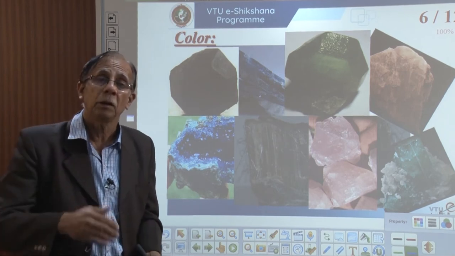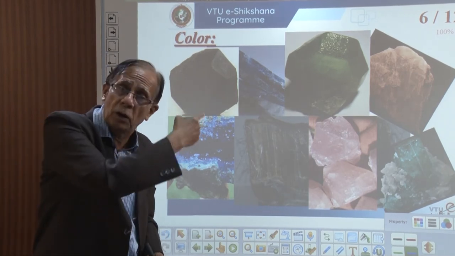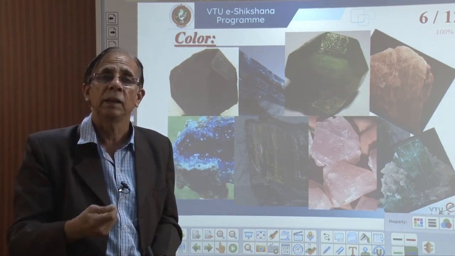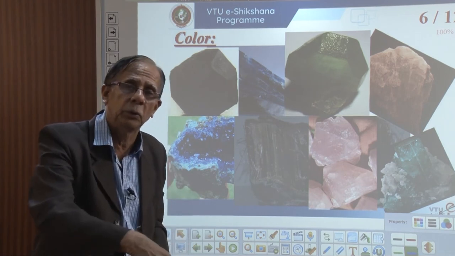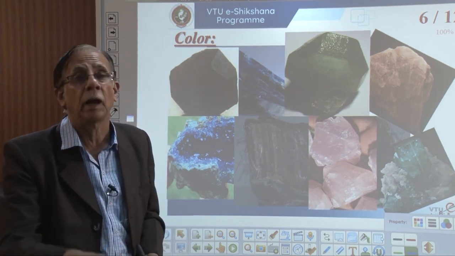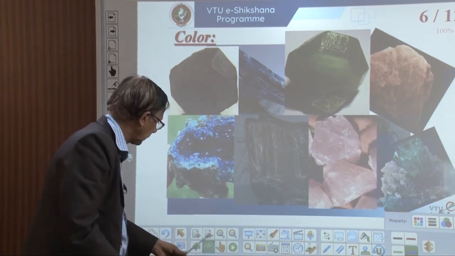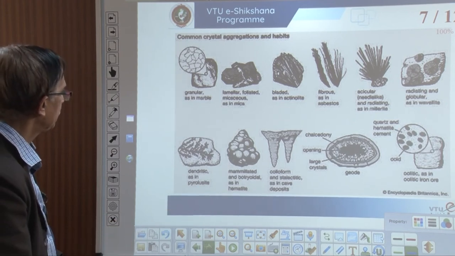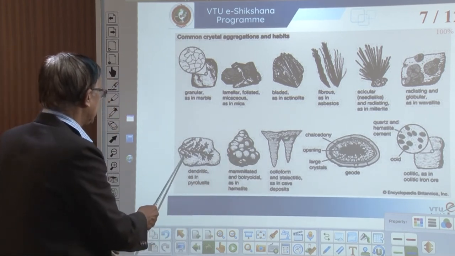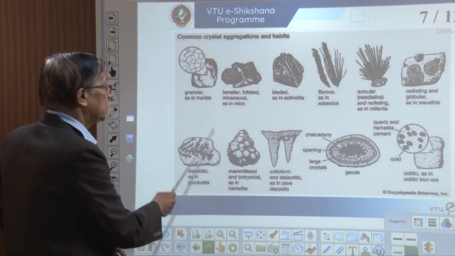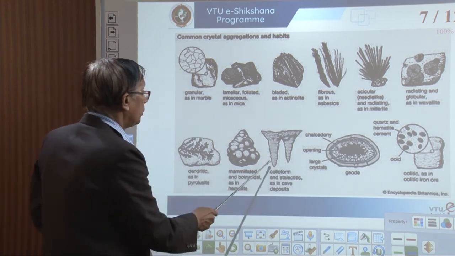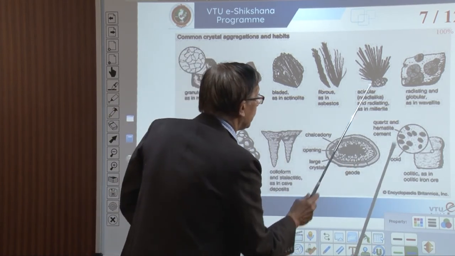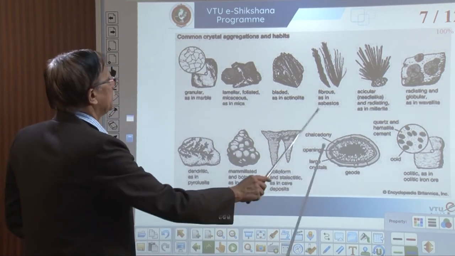Therefore, color qualifies, in addition to all those I have said, it helps us to easily increase their value by doing engineering, add-on value we say. Now, just now we have mentioned different habits. See, we have said botryoidal, dendritic, like these are all the colloidal state, also chalcedony, these are all some kind of a colloidal state.